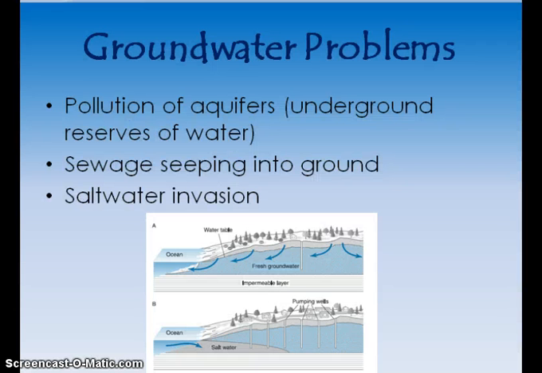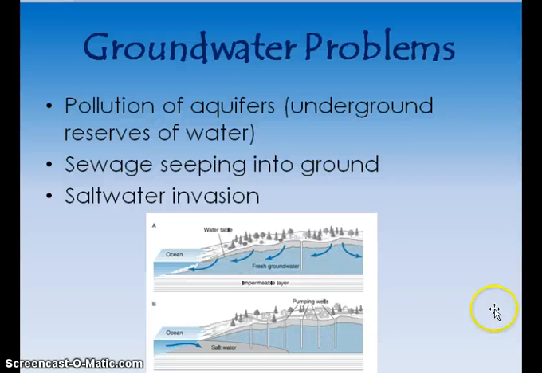The very last thing we need to discuss is what could be some groundwater problems. Pollution of the aquifers, which are underground reserves of water. Any kind of pollution of your groundwater is a very negative thing, which, when you own a house, is going to be a big thing for you. Obviously, you want your groundwater protected. Sewage seeping into the ground, sometimes that happens, especially if you have a septic tank. We could get into that, but we're not going to today.